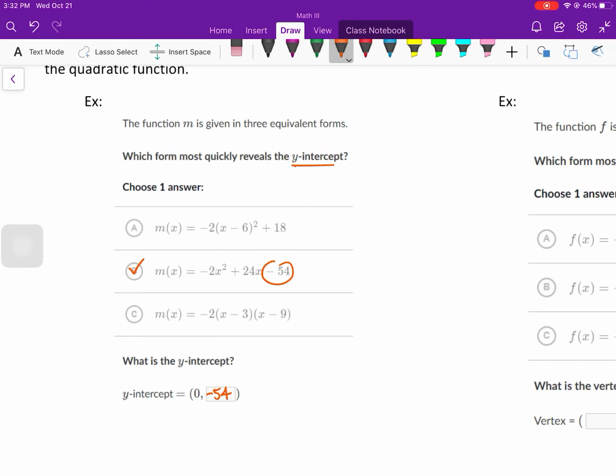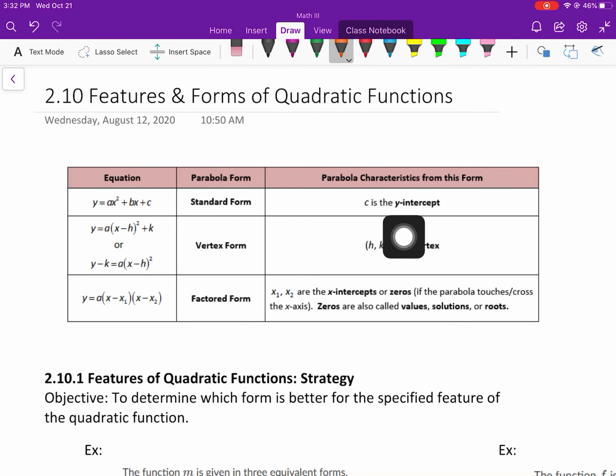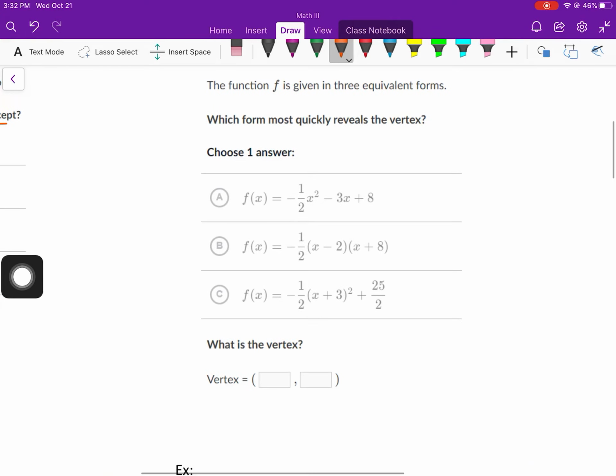So we're going to go with B. That's the easiest one. So for y-intercept, standard form, you go up here, you can even see that. C is the y-intercept. It's the easiest in standard form.